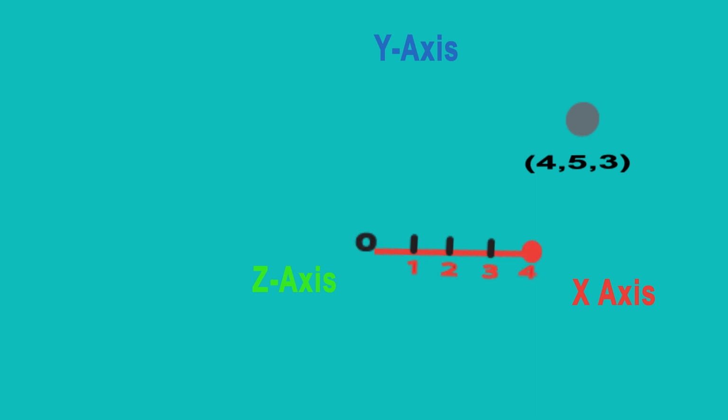These coordinates specify the position of a point in 3D space, which is labeled by three numbers. For example, if the position of a point is given as 4, 5, 3, this means that this particular point can be reached by traveling 4 points along the x-axis starting from the origin, by traveling 5 points along the y-axis, and by traveling 3 points along the z-axis.